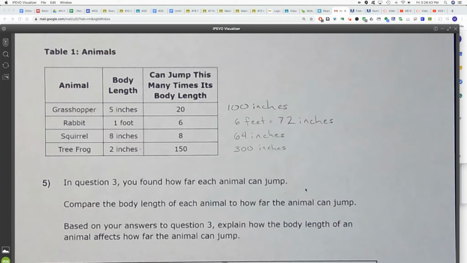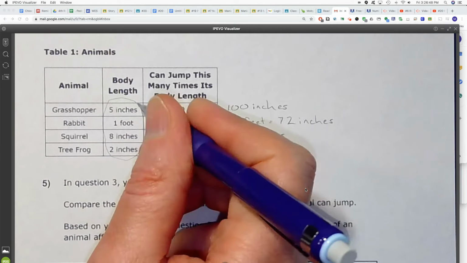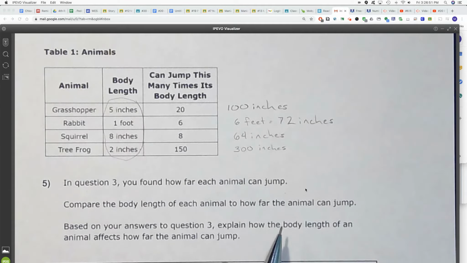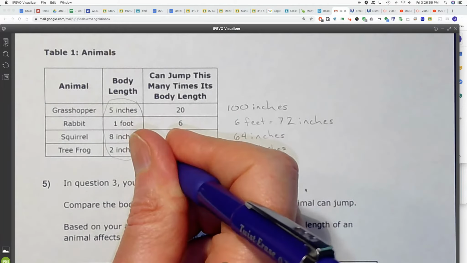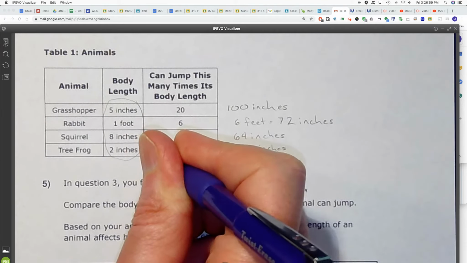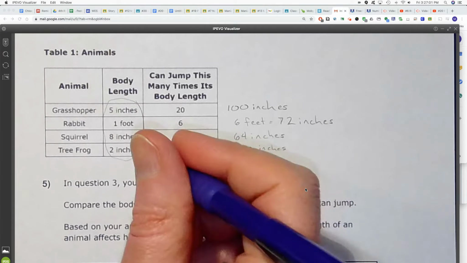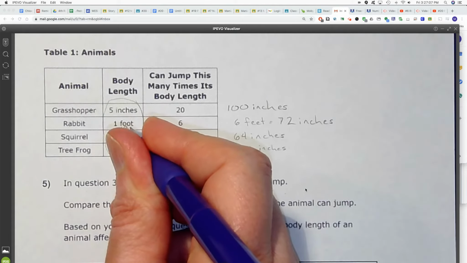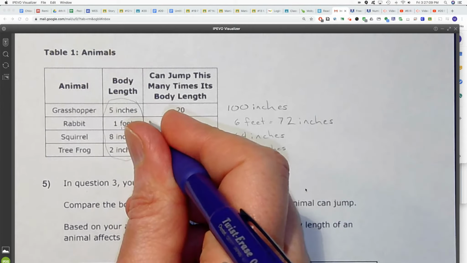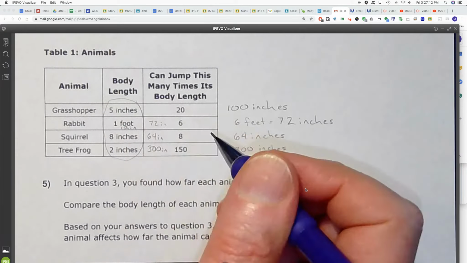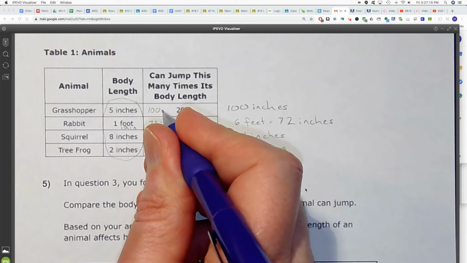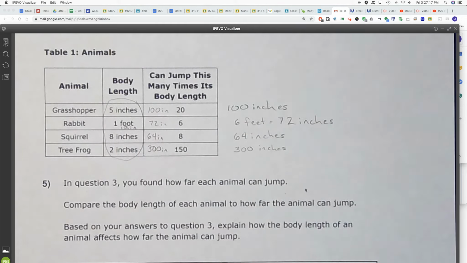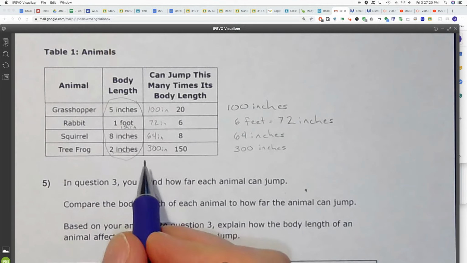And it says compare the body length of each animal. So we're going to be looking at the body lengths of the animals to how far it can jump. So I think I might write that close. So the 2-inch tree frog could jump 300 inches, and the 8-inch squirrel could do 64 inches, and the 12-inch rabbit did 72 inches, and the 5-inch grasshopper did 100 inches. So we're trying to see some pattern or relationship between how long the animal is and how far it jumps.